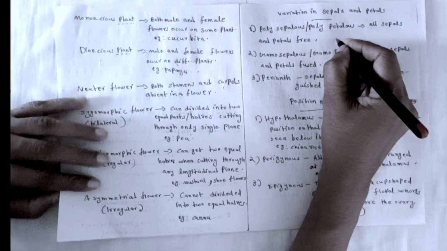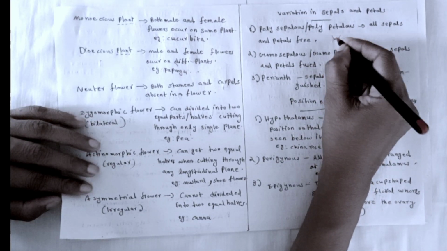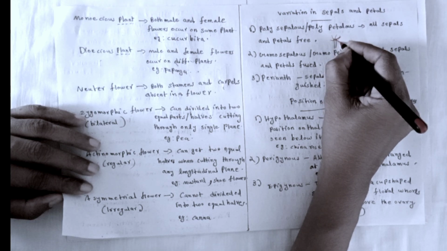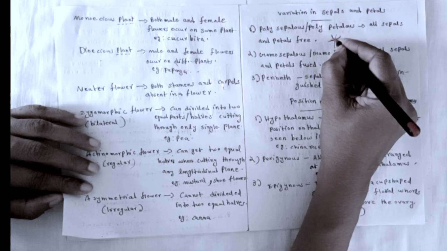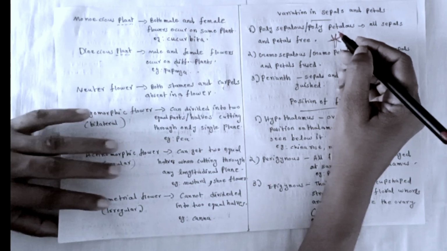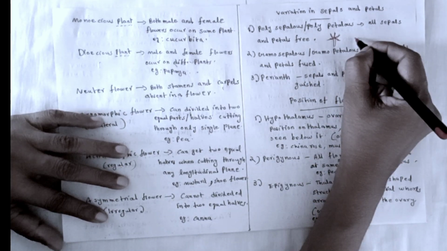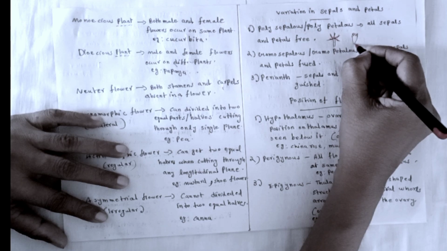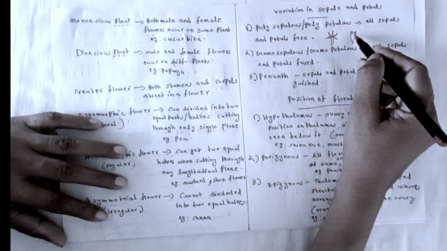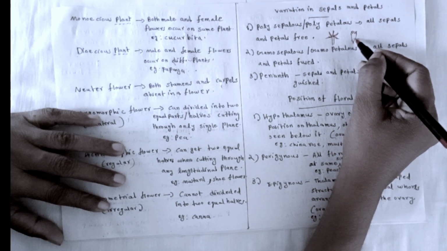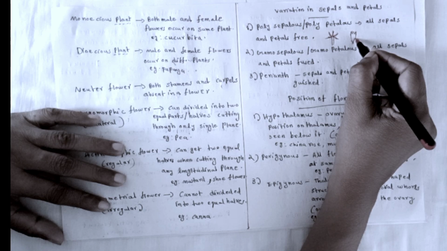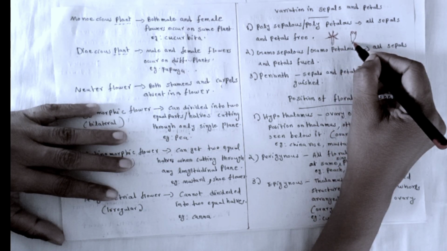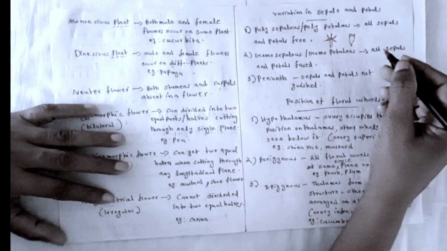All sepals are free. This is polysepalous condition. Then in case of shoe flower, all sepals are fused. This is gamosepalous condition. All sepals are fused.